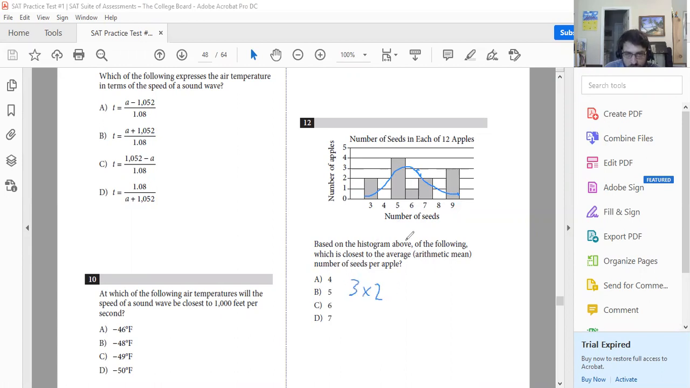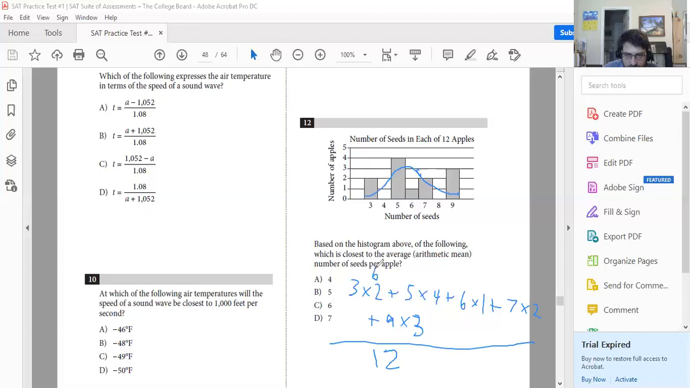3 times 2, this will be a weighted average, plus 5 times 4, plus 6 times 1, plus 7 times 2, plus 9 times 3, and that will be all over 2 plus 4 is 6, plus 1 is 7, plus 2 is 9, plus 3 is 12. So that'll be all over 12. We have 12 total apples.